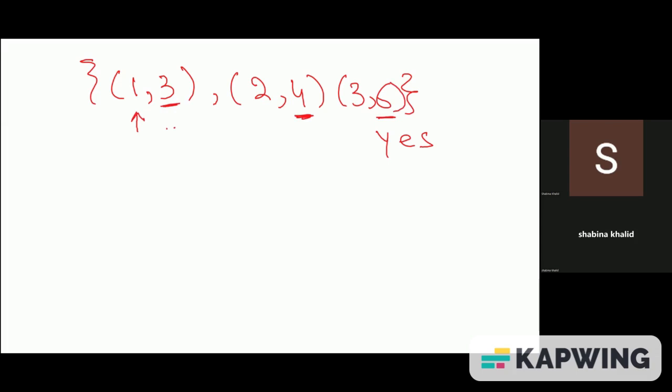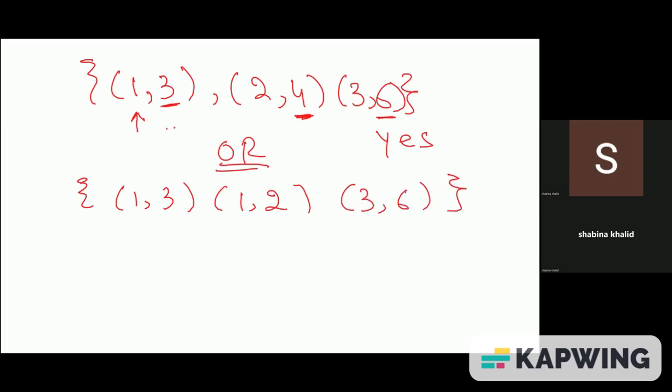So it means for every value of x, there's only one y. Now for example, if I have another example like (1, 3), (1, 2), and (3, 6). Is it a function? No, it's not a function. Why? Because you can see it has more than one value of y for x equal to 1. So it's repeating, and we are not considering it a function.